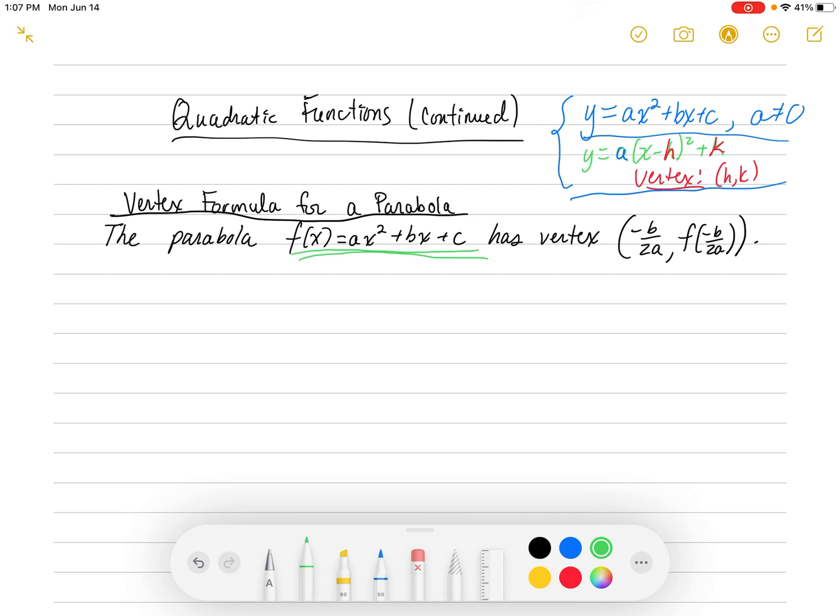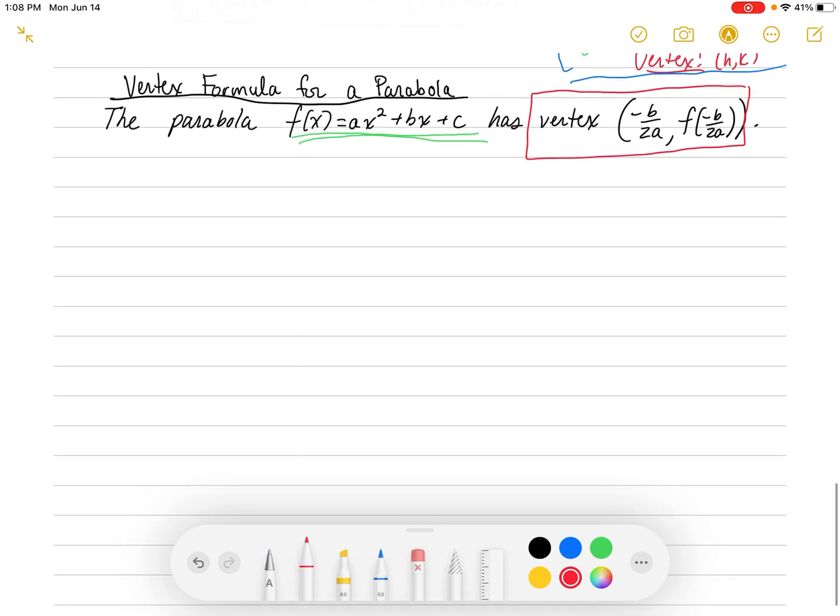Okay, so sometimes you have your quadratic function. When you graph it, it's a parabola. Sometimes you have this function that's in the general form, the first form, and it's not easy to pick out the vertex because you don't have an h and a k. So there's a formula for finding the vertex, the vertex formula. Your x-coordinate is going to be minus b over 2a, and to find your y-coordinate, you just plug minus b over 2a back into the function.